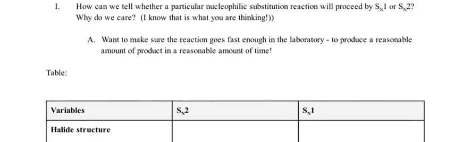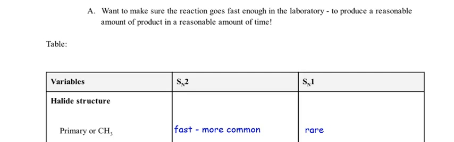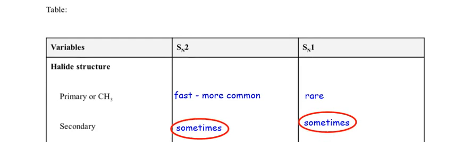So here we have the variables. SN2 is the first one, and SN1 is the second one. And so if the halide structure, the substrate, is primary or a methyl group, SN2 is much faster, it's more common, and it would really be special circumstances to make an SN1 mechanism out of this one. For the scope of this introductory course, it won't, okay? What about secondary? Sometimes. And I circled that because obviously there's more to this than meets the eye to determine if it's a secondary substrate, if it's SN1 or SN2. So we're going to get to that.